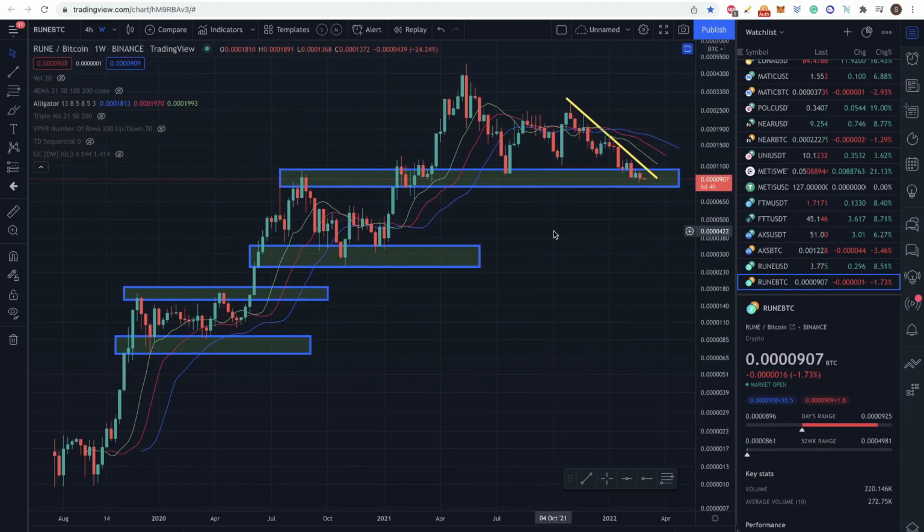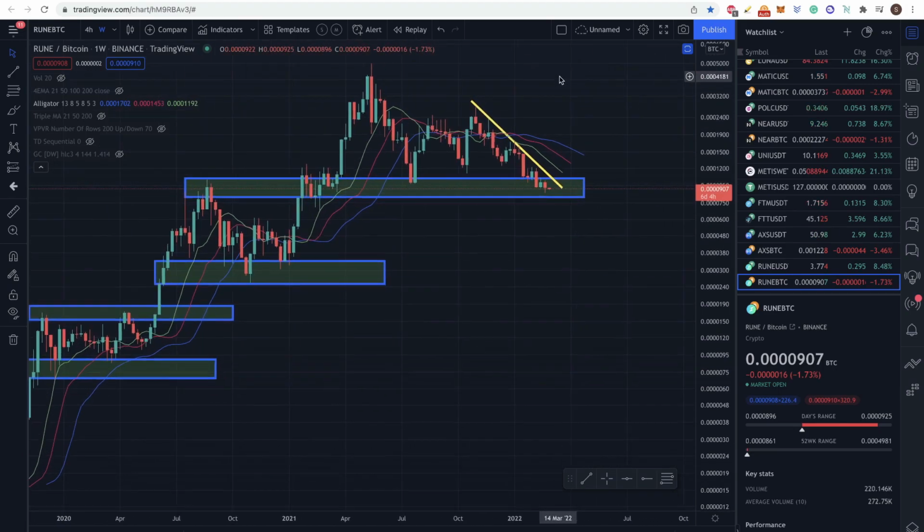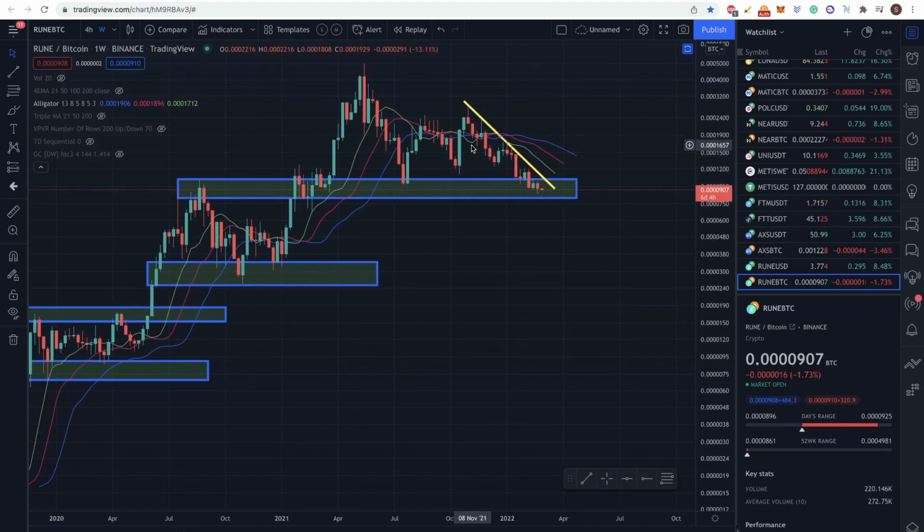Now I am showing you the RUNE BTC pair in a weekly candle. We have a similar scenario to last year, but if you see the history of this against Bitcoin, we always form channels where the price goes up and down with a lot of volatility, and once we break one ceiling, then we create a new floor with a new all-time high. It happened here and here, and right now we are creating a new channel here.